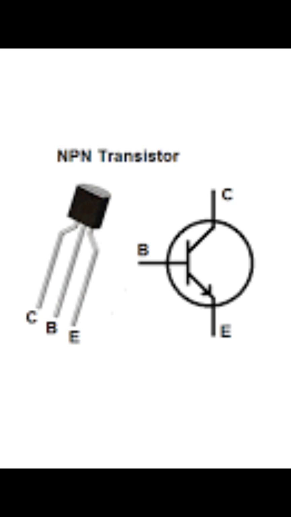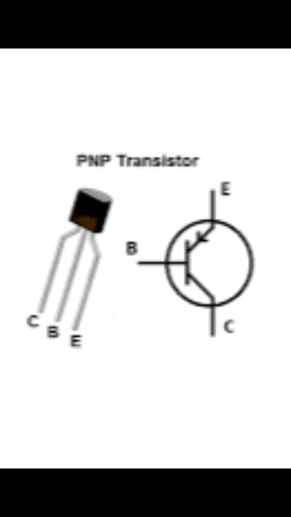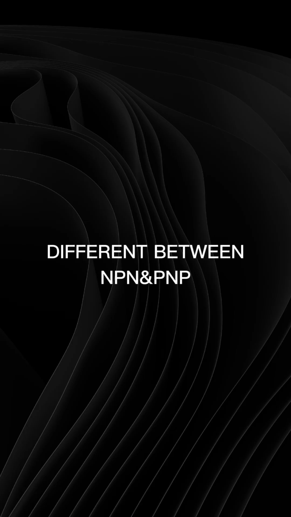The first type is the NPN transistor. When the base is positive relative to the emitter, electrons flow from the emitter to the collector and the transistor conducts. And the second one is the PNP transistor. The base is negative relative to the emitter and holes flow from the emitter to the collector.